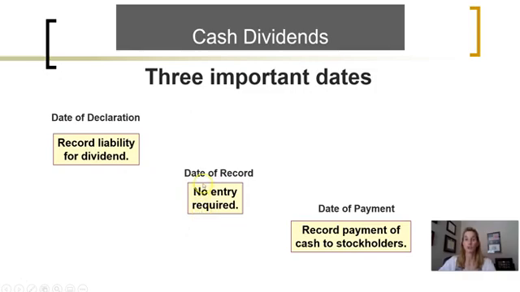The only thing that occurs on the date of record is the shareholders who own the stock are recorded or identified. Those are the shareholders who will be paid the dividend. And finally, the third important date is the date of payment. That is the date that the liability that was recorded on the date of declaration is paid.